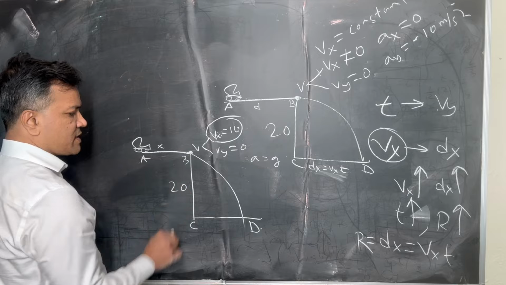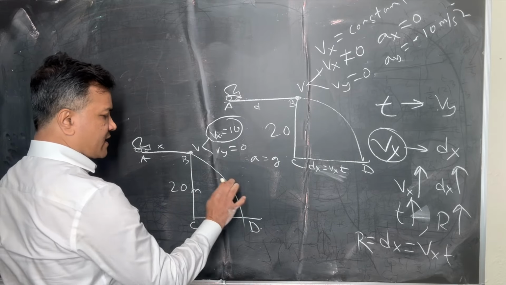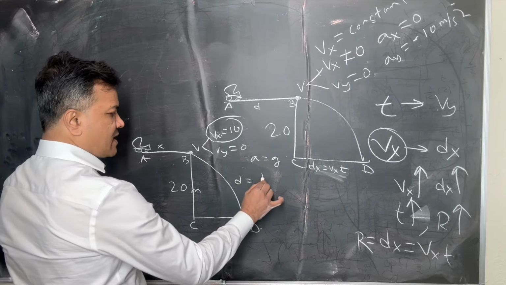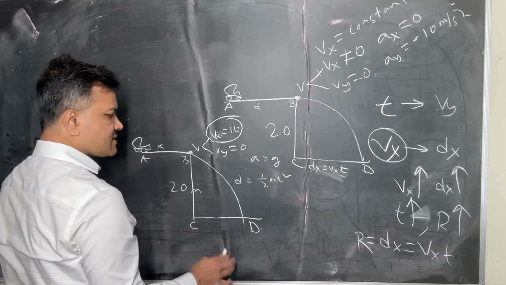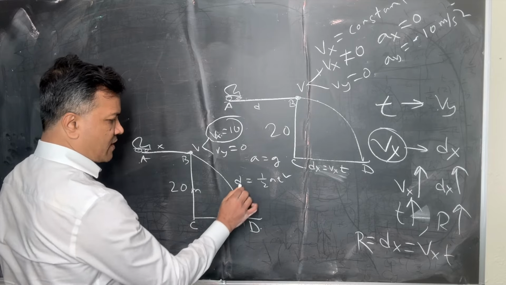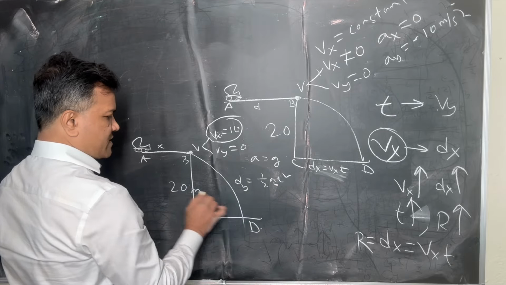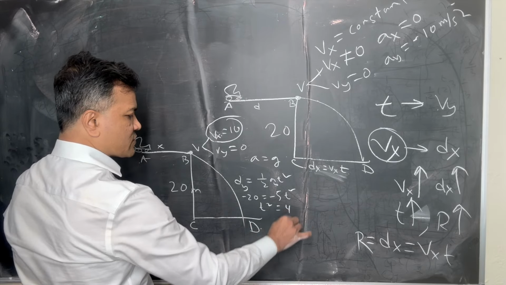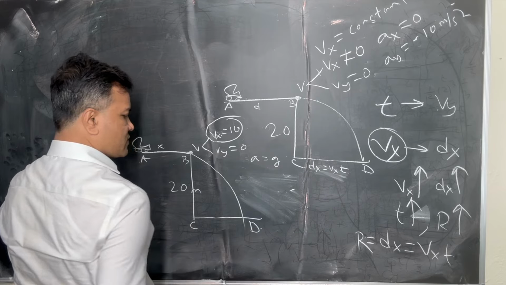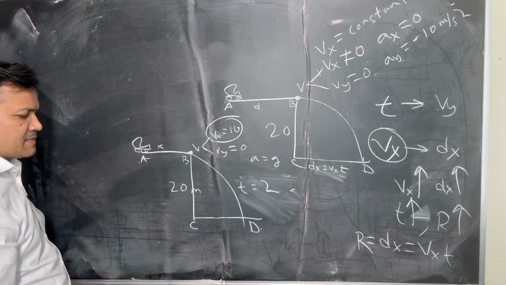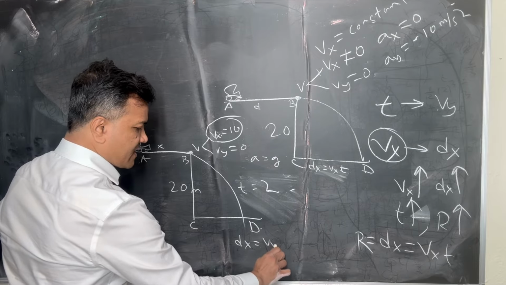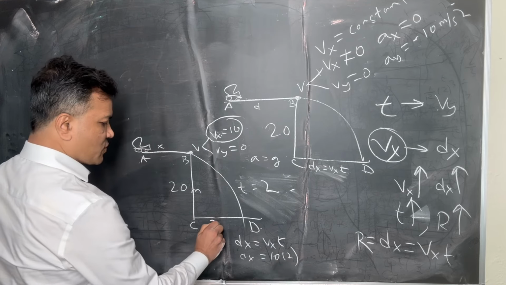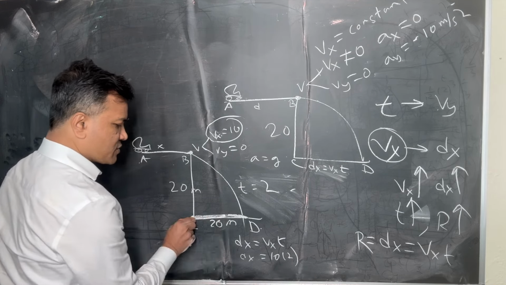So now if this is 20 meters, then the time it will take is 2 seconds. Why is that? Because d is half a t squared. Vi is 0, so you're just going to write half a t squared. So dy is negative 20 is equal to minus 5t squared. So t squared is equal to 4, so t is 2. The time is going to take 2 seconds. So dx is Vx t. So dx is 10 times 2. So this is 20 meters. From here to here is 20 meters.